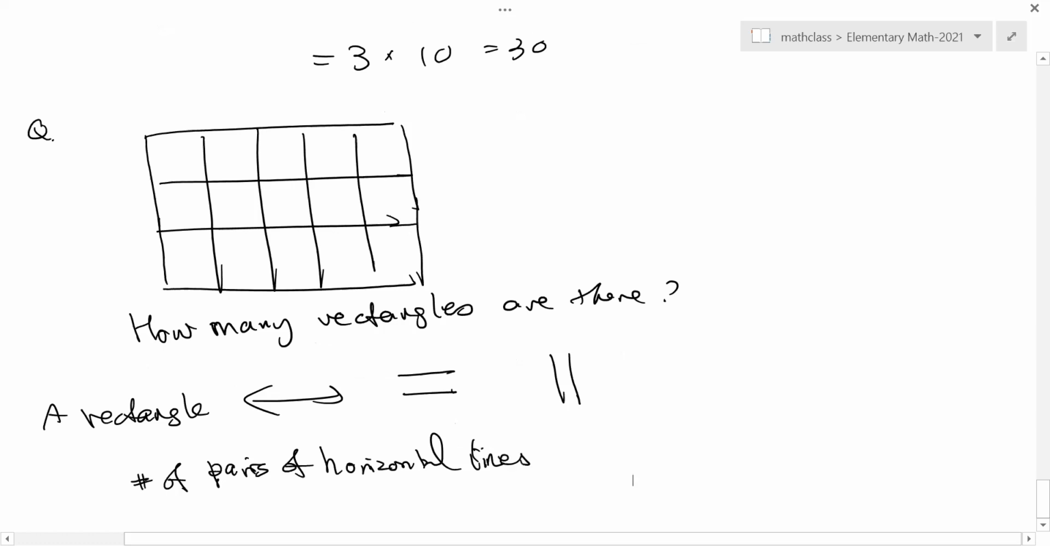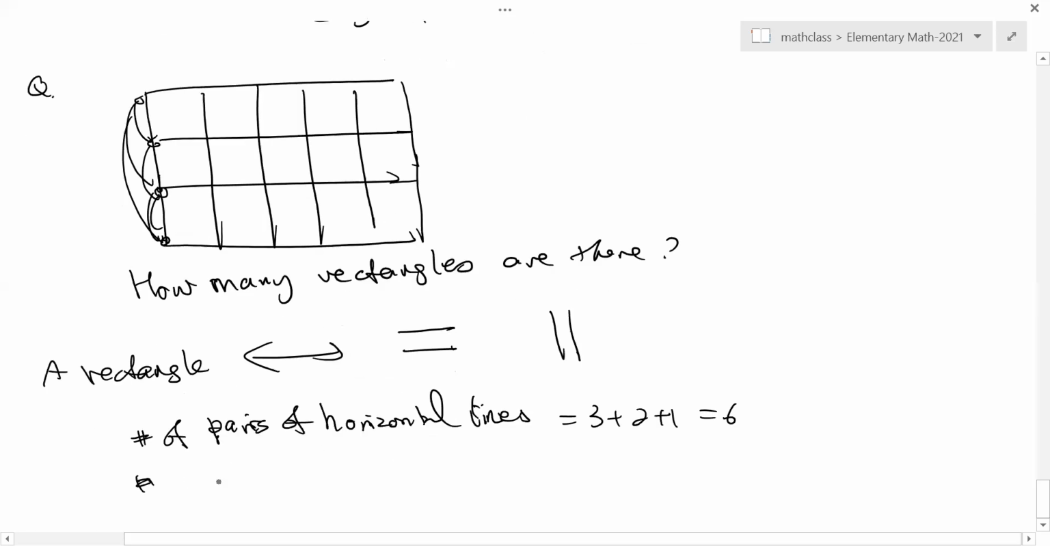Okay, let's see how many of them. Just horizontal lines, so it depends on the number of points. We already did that: 1, 2, 3, then 1, 2, and 1. So it's 3 plus 2 plus 1, 6. So the number of pairs of vertical lines.